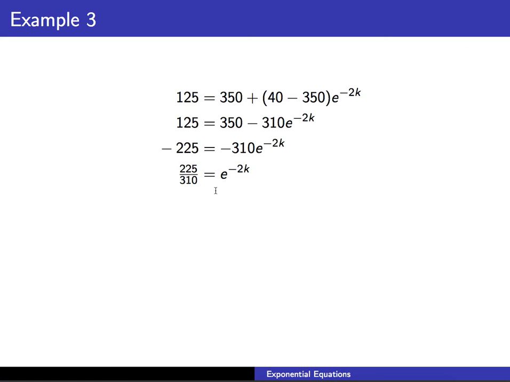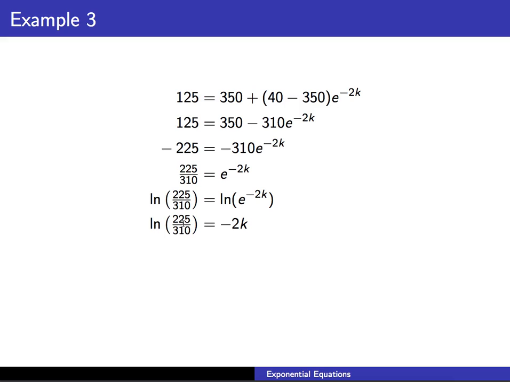So if we take the natural log of both sides, because again, we have base e, so we use natural log, we'll get the natural log of 225 over 310 equals the natural log of e to the negative 2k. And as we've discussed quite a bit in solving exponential equations, if the base of the logarithm is the same as the base of this exponential function, this right side here is going to simplify to this negative 2k power. So copying the left side down, it equals just this exponent of negative 2k.